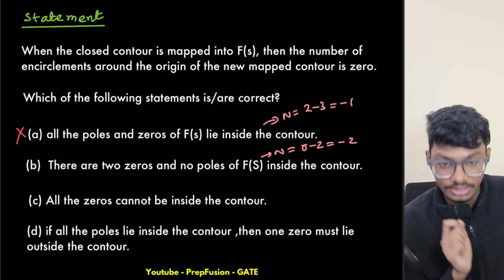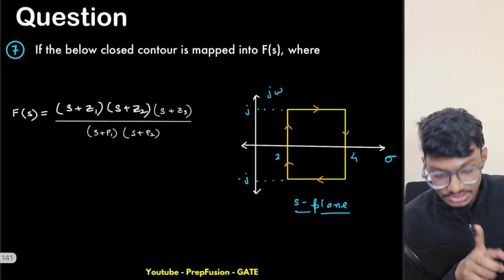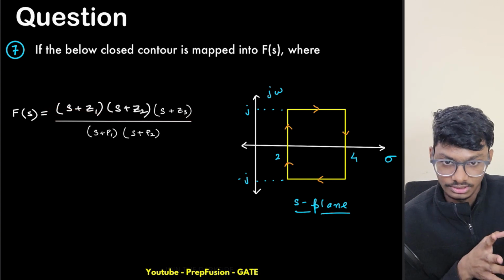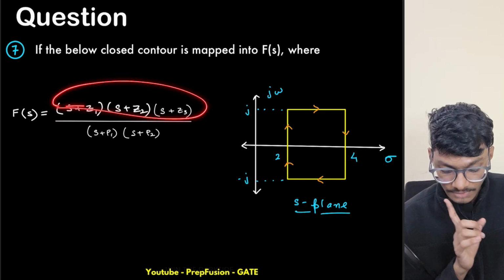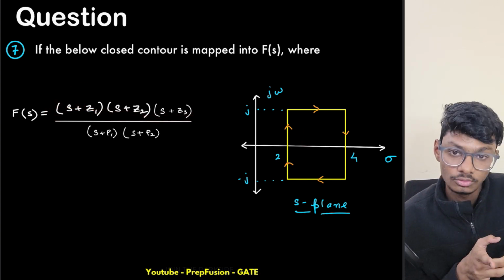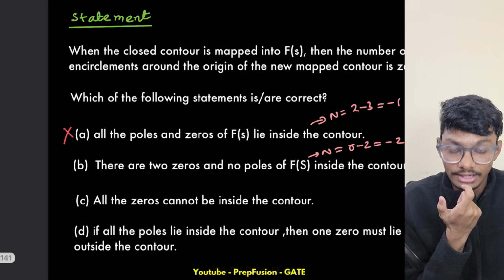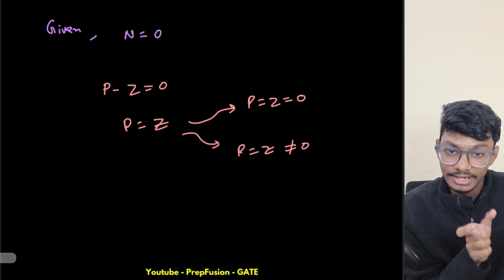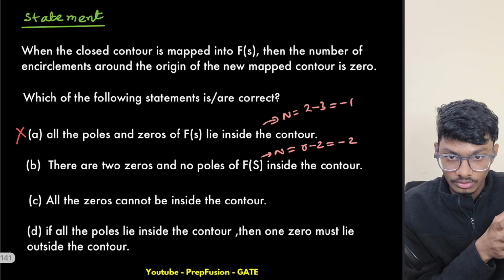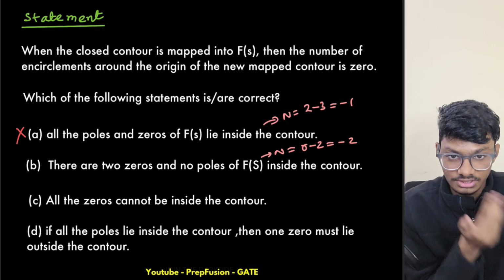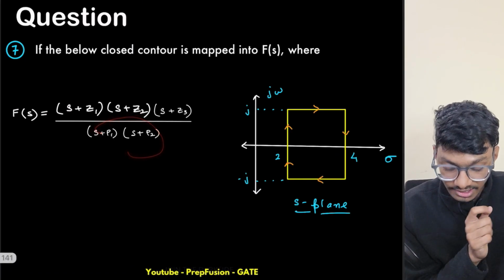Now, it is saying all the zeros cannot lie inside the contour. Is this true? This is true. Why? Because if all the zeros lie inside the contour, then I need 3 poles to negate that, to basically make it 0. To oppose the effect of the zeros, I need 3 poles. But at max, I can have 2 poles.